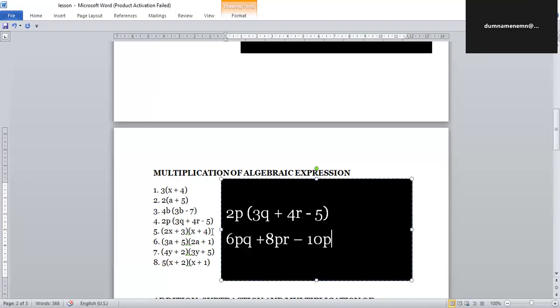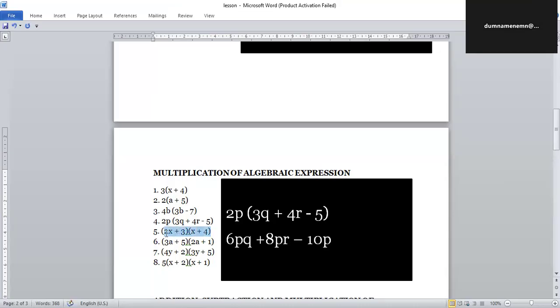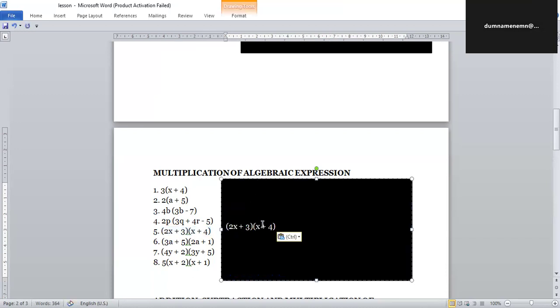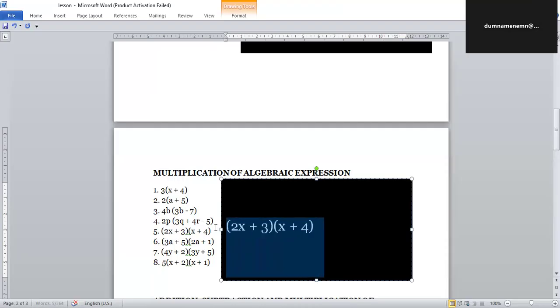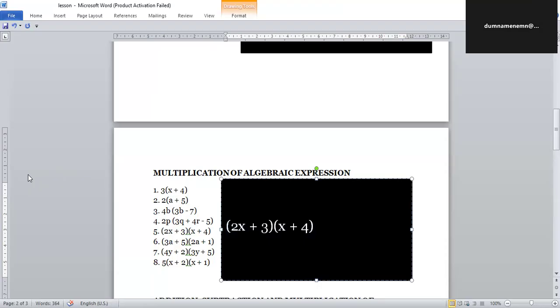All right, let's try question 5. Second to the last question under this section. How do you multiply when you have this kind of question? You have two brackets. How do you do the multiplication? Now, let me explain. Watch carefully. This first term you're seeing here, 2x, will multiply the first term in this bracket and also the second term.